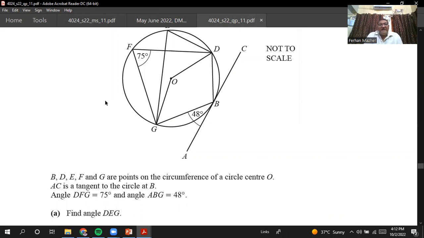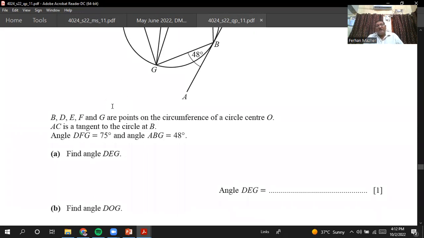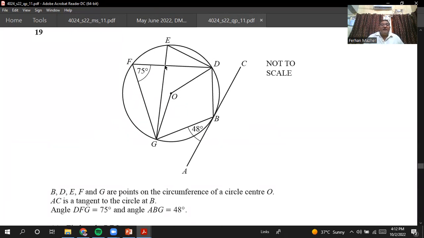B, D, E, F, and G are the points on the circumference of a circle with center O. AC is a tangent to the circle at B. Angle DFG is 75 and the angle ABG is 48. Their question is to find the angle DEG. They're asking for D, E, and G.